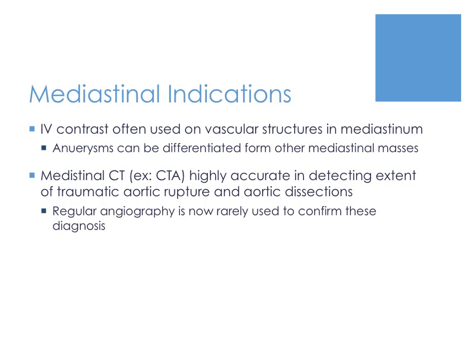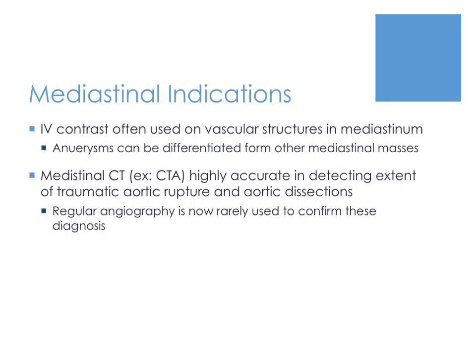With the use of IV contrast on vascular structures in the mediastinum, aneurysms can be differentiated from other mediastinal masses. CT is highly accurate and comparable to MRI in detecting and defining the extent of traumatic aortic ruptures and aortic dissections. Regular angiography is now rarely used to confirm these diagnoses because CT imaging is so prevalent with this type of diagnosis.